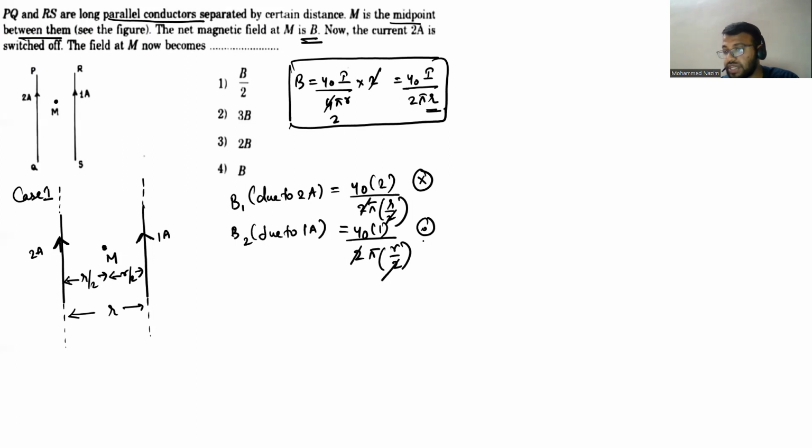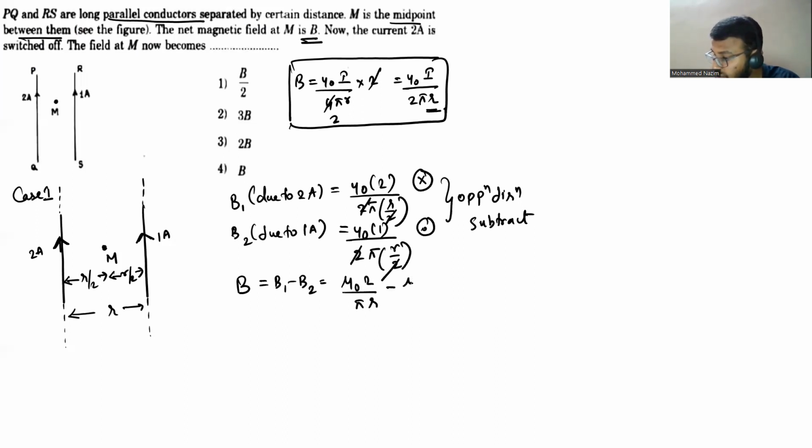The 2s will cancel. Two vectors in opposite direction, so you need to subtract, isn't it? Opposite direction, so I'm going to subtract. Therefore, what will be the net magnetic field at M? In case 1, it is going to be B1 minus B2. So if I subtract, mu naught 2 by pi R minus mu naught 1 by pi R, that is 2 minus 1 is 1. So mu naught into 1 divided by pi R. This is the magnetic field in case 1.